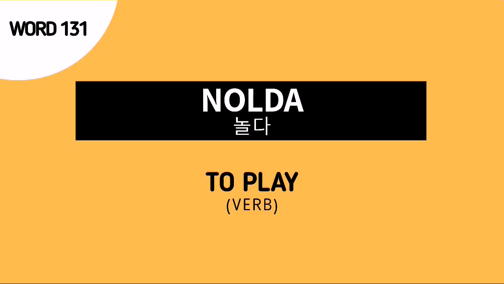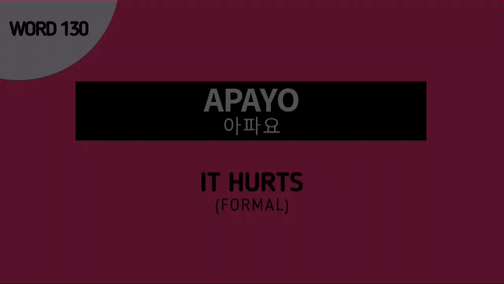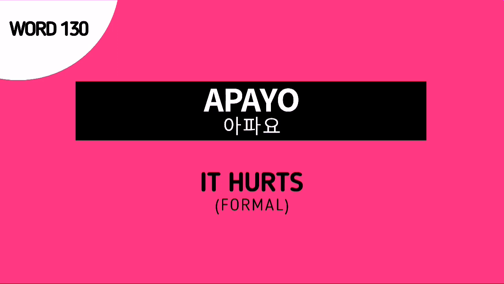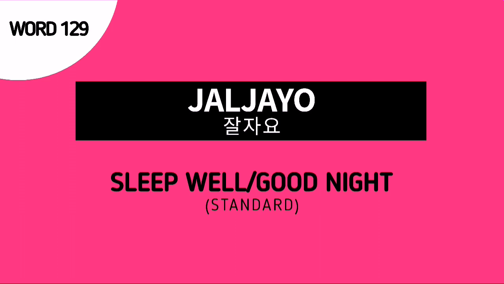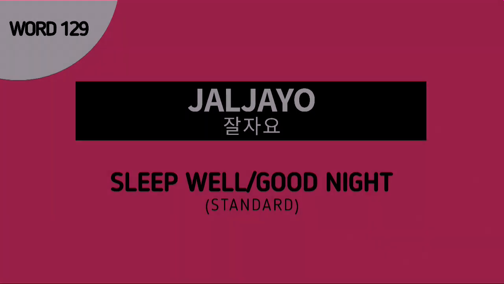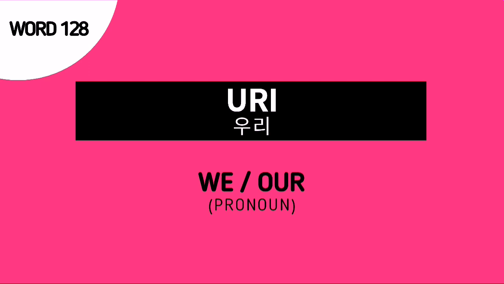Word number 131 is 놀다, and this is a root verb which means to play. Word number 130 is 아파요, and this is a semi-formal or casual way of saying it hurts. Word number 129 is 잘 자요, and this is a standard or casual way of saying sleep well or good night. Word number 128 is 우리. This is a pronoun which means we or our.